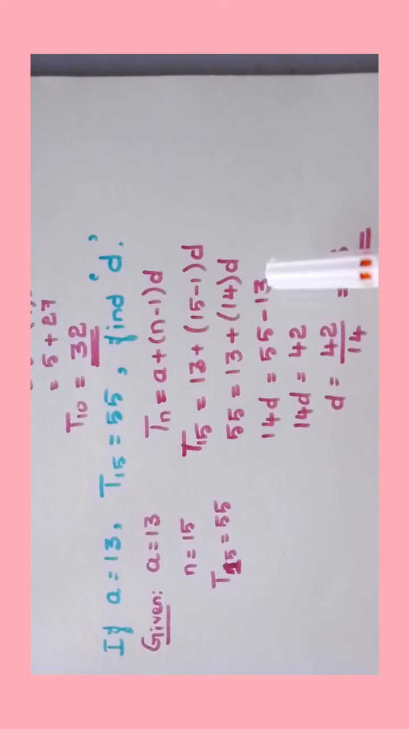Now 55 minus 13 is 42. D value: 42 divided by 14 is equal to 3.